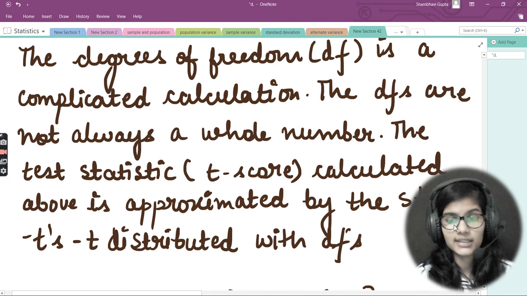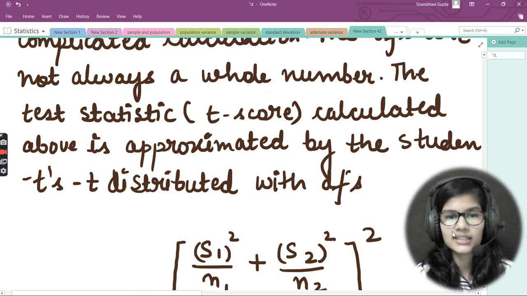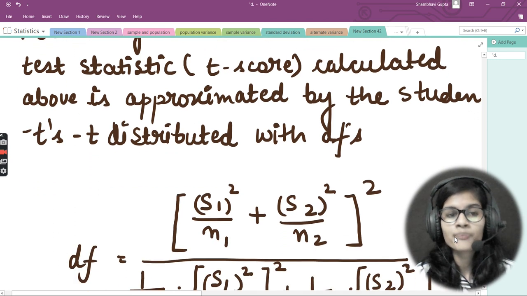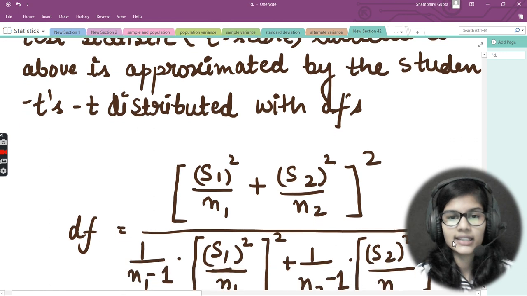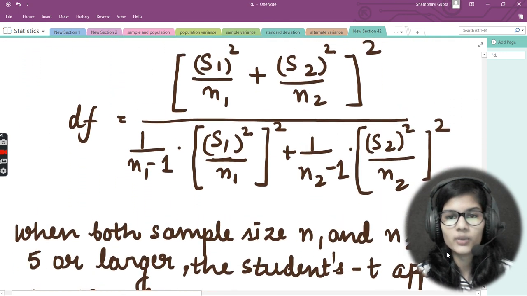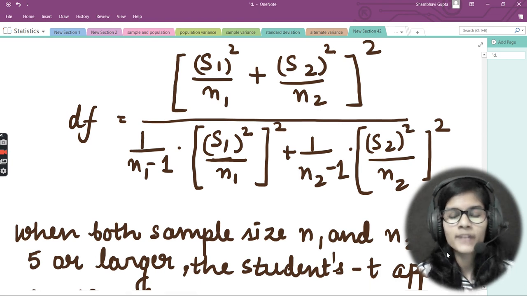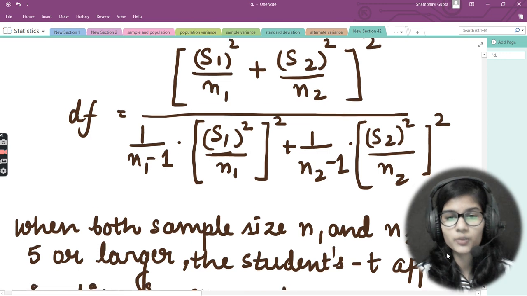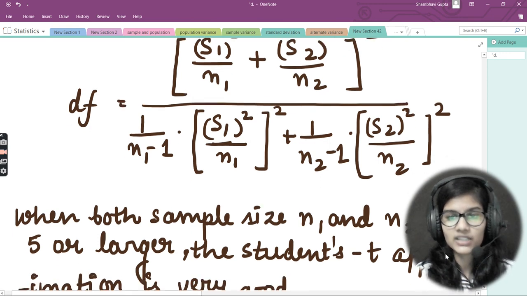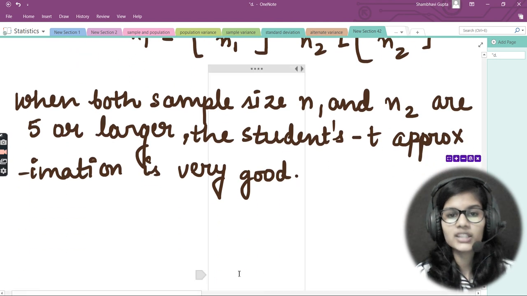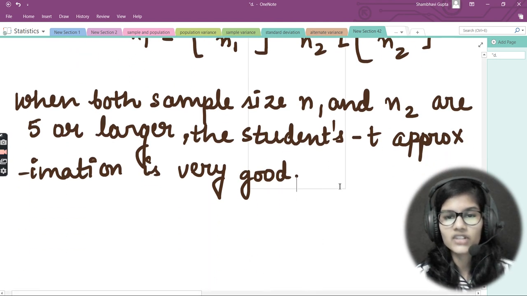The degrees of freedom, that is DF, is a very complicated calculation. So DFs are not always a whole number. The test statistic t-score calculated above is approximated by the student's T distribution with DFs, right? So this was the formula which we had seen. DF is equal to S1 square upon N1 plus S2 square upon N2 whole square, divided by 1 upon N1 minus 1 multiplied by S1 square upon N1 whole square, plus 1 upon N2 minus 1 multiplied by S2 square upon N2 whole square. When both the sample sizes N1 and N2 are 5 or larger, then the student's T approximation is said to be very good.